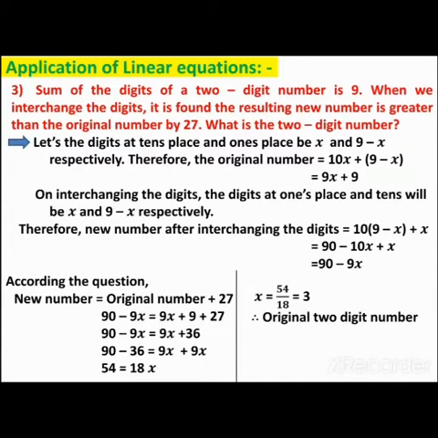Therefore, the original 2-digit number is 9x + 9. Now here we put the value of x. 9 multiplied by 3 plus 9. 9 threes are 27. 27 plus 9 equals 36. So our original number is 36.